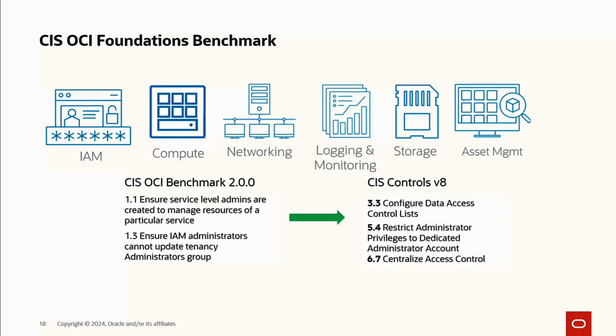Those are examples of what a control is, for instance, configure data access control lists. That can mean many different things depending on what is the target system that you're applying that control to, right? Then come the benchmarks. The benchmarks are a set of concrete manifestations of these controls applied to specific systems, like cloud providers or OCI. And right now in OCI, we are in the 5th iteration of the benchmark, which is our version 2.0.0.